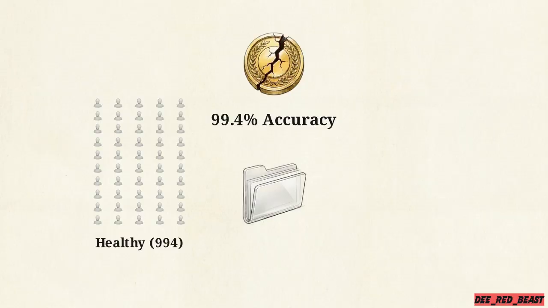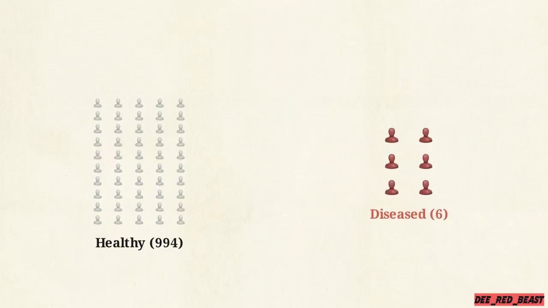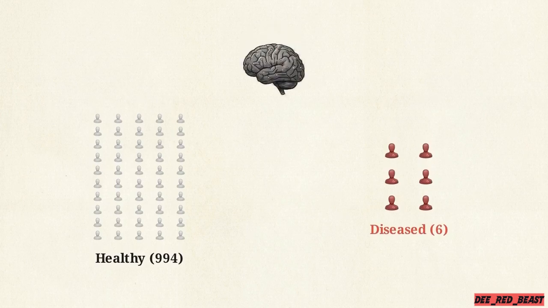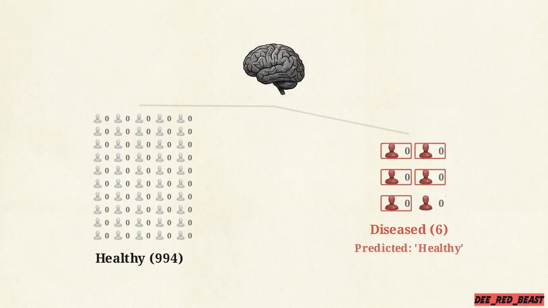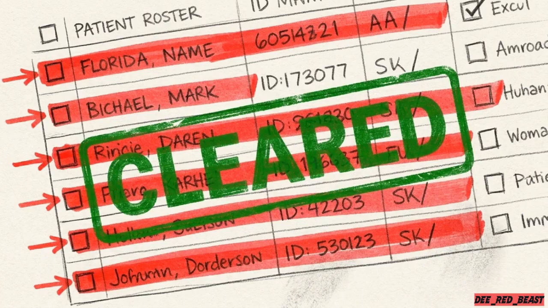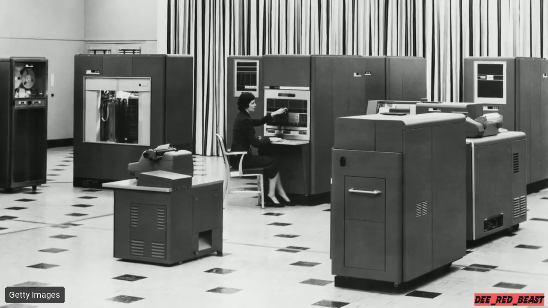Out of 1,000 patients in the test data, 994 are perfectly healthy. Only 6 actually have the disease. The algorithm didn't actually learn to detect heart disease. It simply realized that it could maximize its score by blindly predicting healthy for every single patient it sees. It passes a flat accuracy check with flying colors, but for the 6 patients who desperately need an intervention, the system fails entirely. This scenario traps software teams every day.